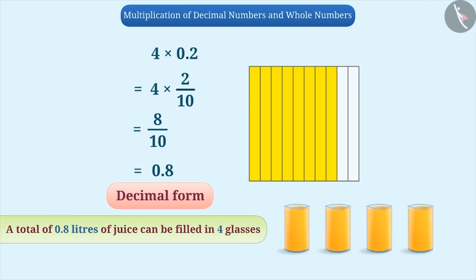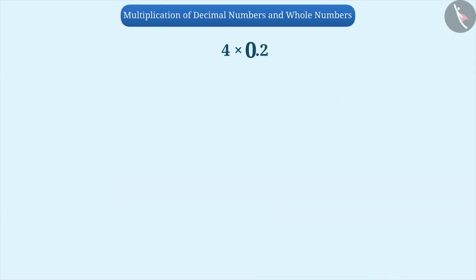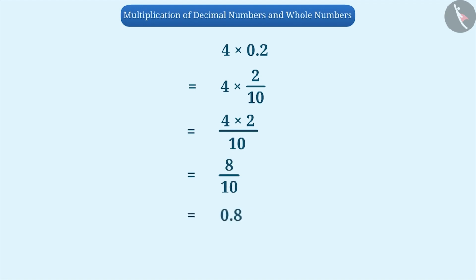Multiplication of decimal numbers can also be performed by converting them into fractions. If we have to find the value of 4 multiplied by 0.2, then we have to represent 0.2 in the form of 2 by 10. Then we will multiply whole number 4 and the numerator 2 to obtain the value of numerator as 8. And we will keep the denominator as it is. By doing so, we will get the answer 8 by 10, which can be represented as 0.8.